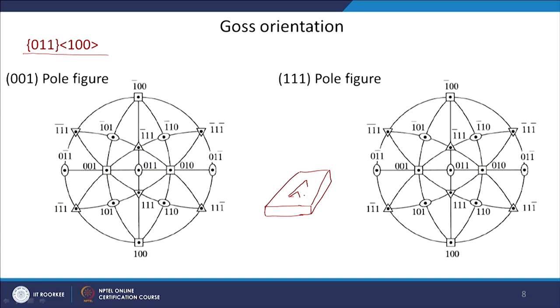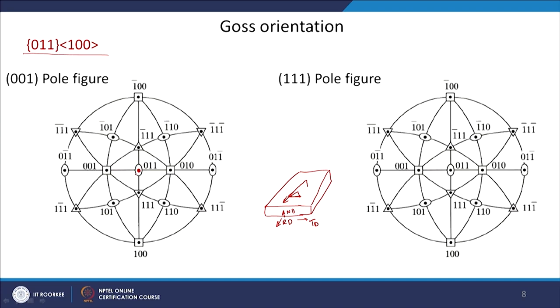I am not able to draw that. Actually, the 110 plane will be parallel to this, and the rolling direction will be parallel to 100. So again, our rolling, TD and ND are there. So when a 001 plane is parallel to RD, its normal will go and hit the top pole, and its projection will be exactly at the center, obviously.